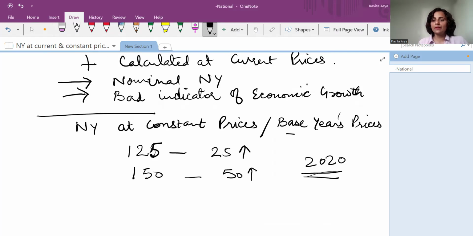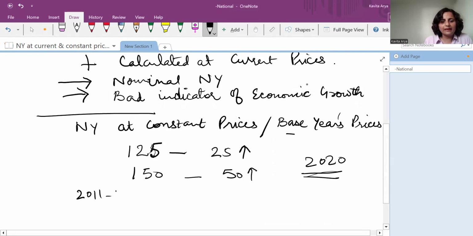Why? Because it was full of fluctuations. We had the demand dipped to unprecedented levels. Because the demand wasn't there, production wasn't there, so income also suffered. So we never compare any financial parameters with such a year which is full of fluctuations. That's the biggest feature of the base year, that it is always free of fluctuations. And these days, we are taking 2011-12 as the base year.